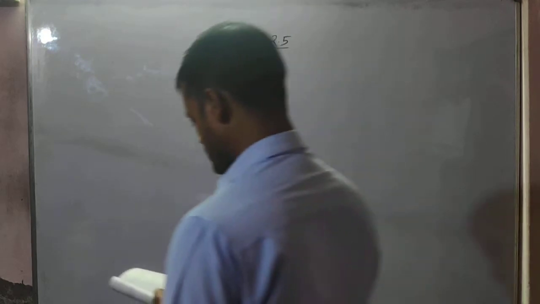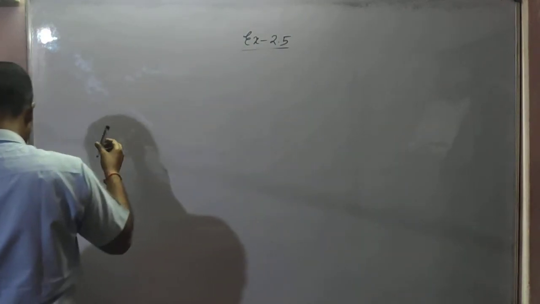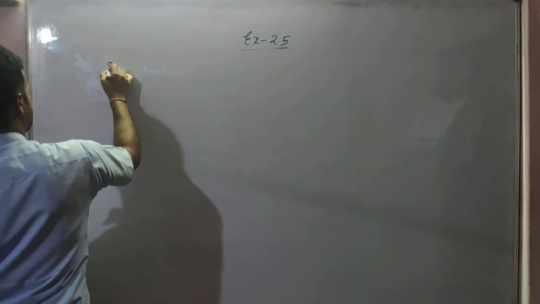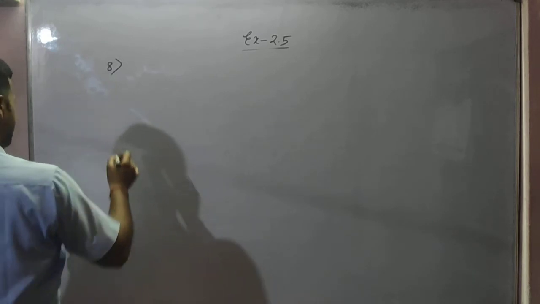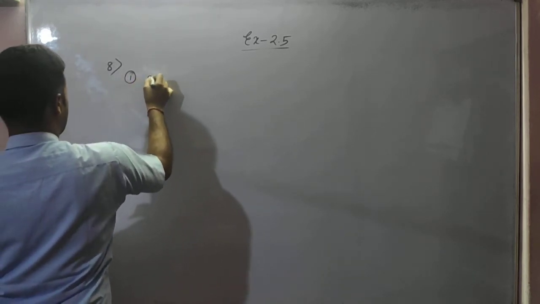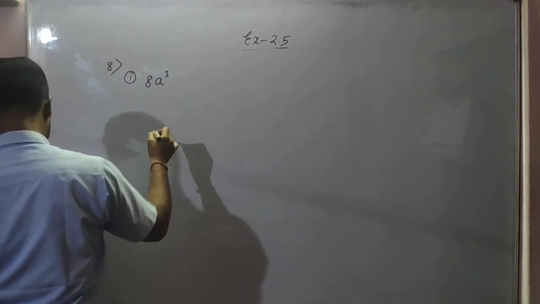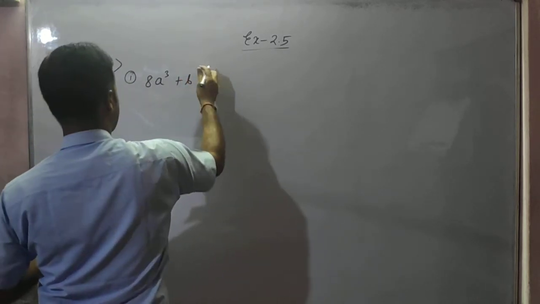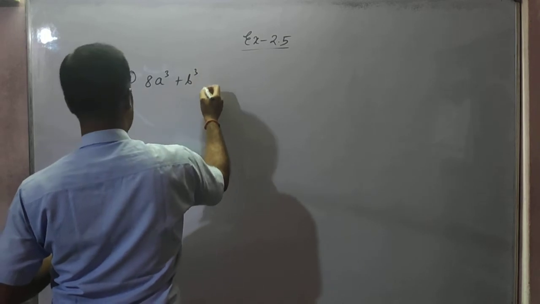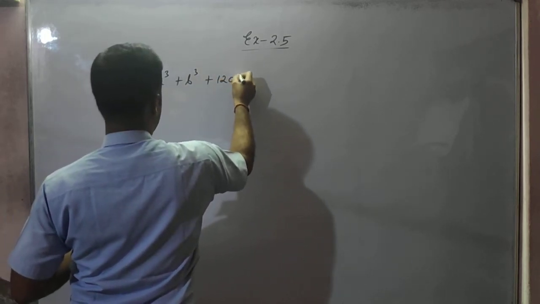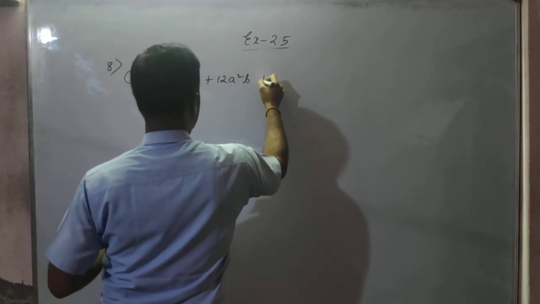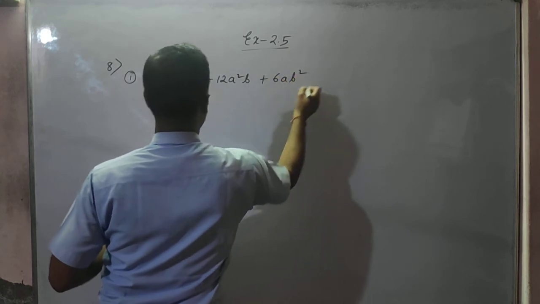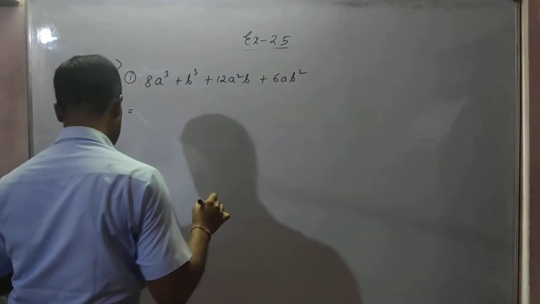Next, let us come to number 8, students. Okay, number 8. Let us see. We have to factorize this: 8a cube plus b cube plus 12a square b plus 6ab square. So we have to factorize this.